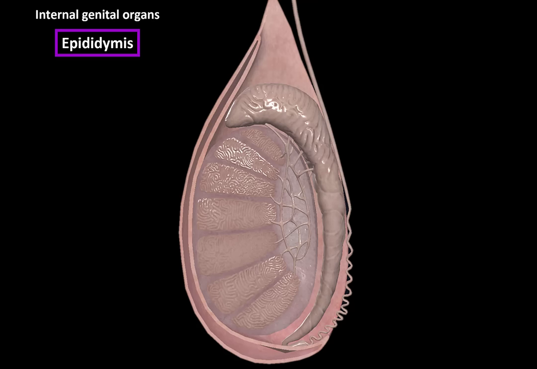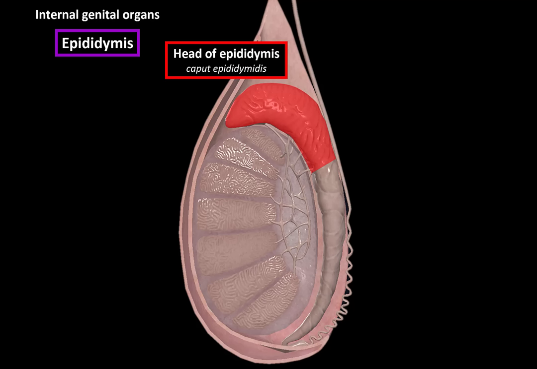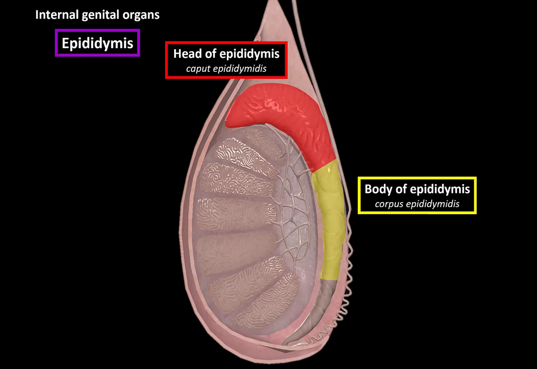Awesome. Externally, the epididymis has a head or caput, and as I mentioned earlier, the cranial part of the head is formed by the efferent ductules that come from the mediastinum of the testes, right? Then we have the body of the epididymis, which is formed by the convoluted duct of the epididymis. We got the tail of the epididymis, which connects to the ductus deferens.